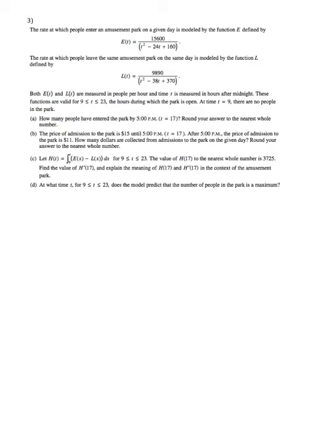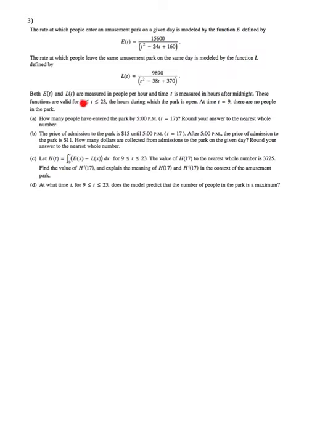In this video, we're going to go over the AP Calculus AB, FRQ number 2 from 2002. In this problem, we're talking about people entering and leaving an amusement park. Important things: E of t is the rate at which people enter, and L of t is the rate at which people leave.